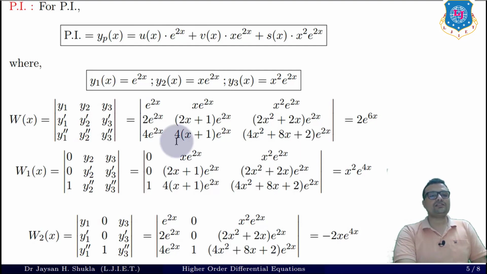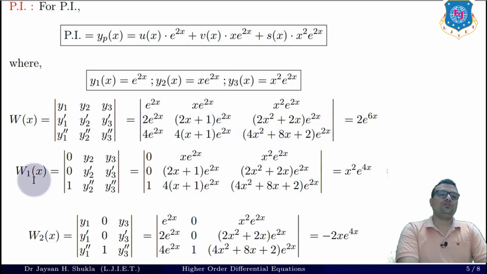Take e raised to 2x outside from this column, and from this column. So it will give you e raised to 6x. And then you have 1, 2, 4, x, 2x plus 1, 4 times x plus 1, x squared, 2x squared plus 2x, 4x squared plus 8x plus 2, and that you can expand. So don't consider this exponential function which is common in all three columns.